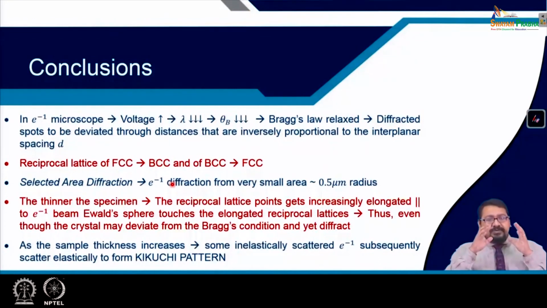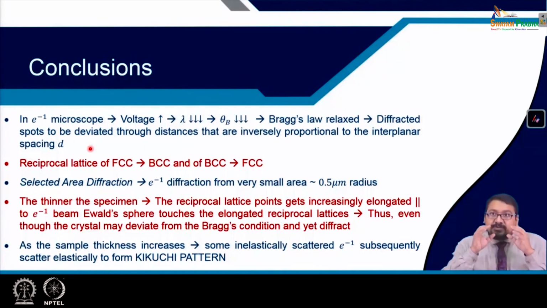So, what can we conclude? The conclusions are: in the electron microscope, as the voltage is increasing, the lambda is decreasing, and as the lambda is decreasing, the theta following Bragg's law is decreasing. Simply, the Bragg's law becomes relaxed. The diffracted spots will be deviated through distances that are inversely proportional to the interplanar spacing of that particular crystal structure. The reciprocal lattice of face centered cubic is basically body centered cubic, and body centered cubic looks like face centered cubic. This is also a thumb rule.